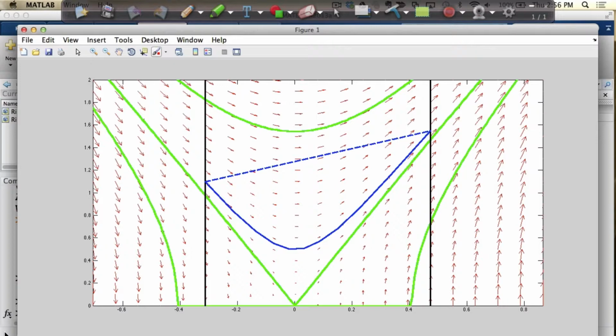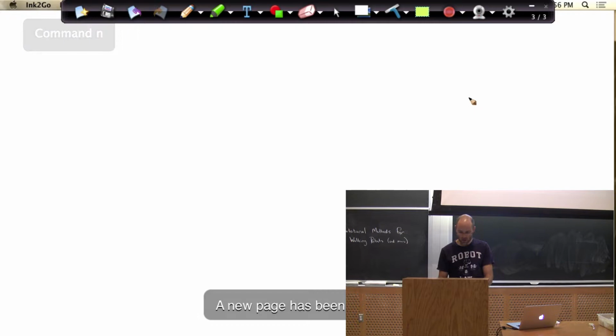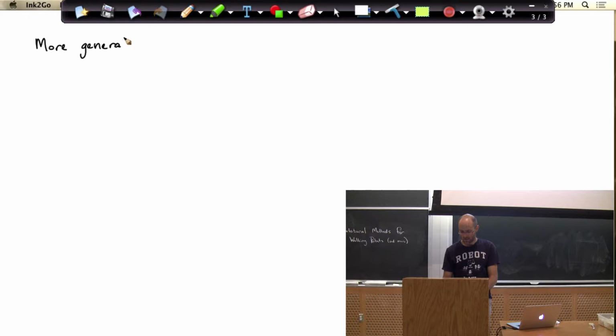All right, so let's generalize it a little bit to make it work for something that's not just always at gamma minus alpha to gamma plus alpha. There's a slightly more general picture you need to have in your head when we talk about systems with impacts like this. The more general form, and this might be general to a fault, is the autonomous hybrid system.